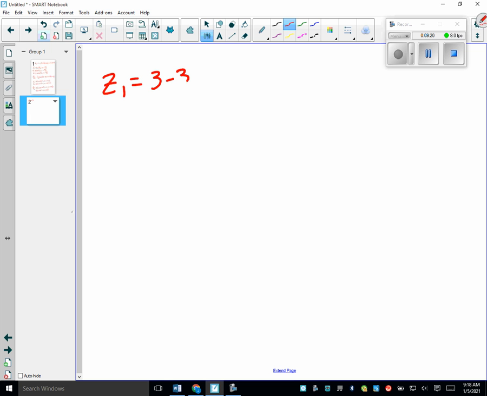Z1 is 3 minus 3i and Z2 is negative 6 plus 6i. I have to change them both to polar, right? So my first number, Z1, what is r?